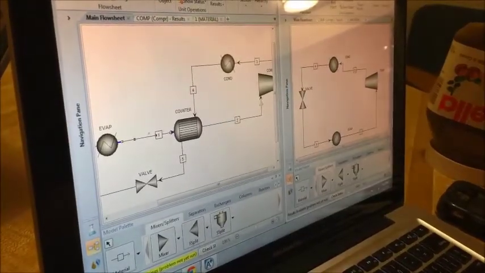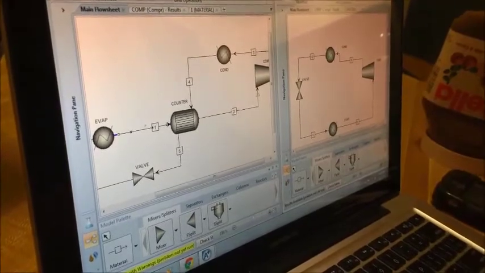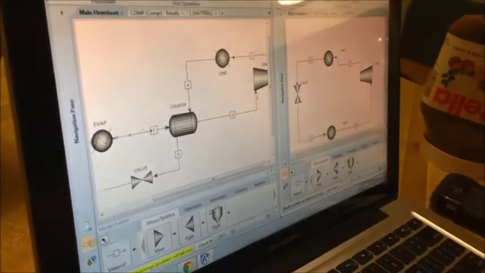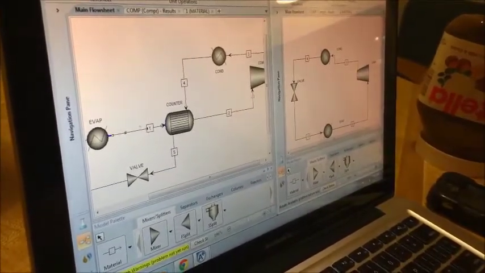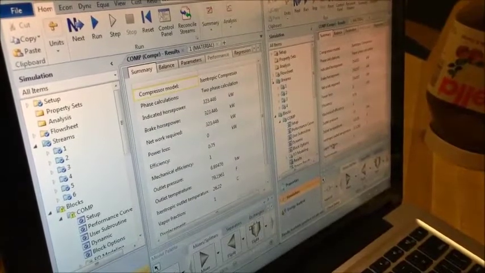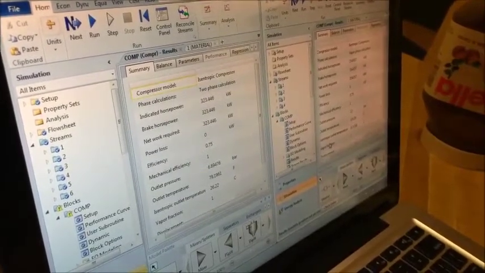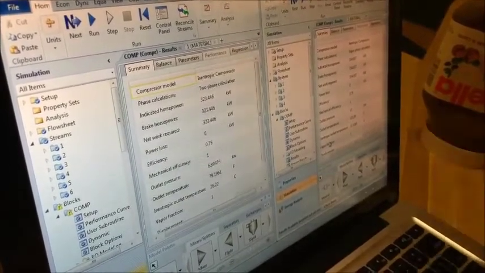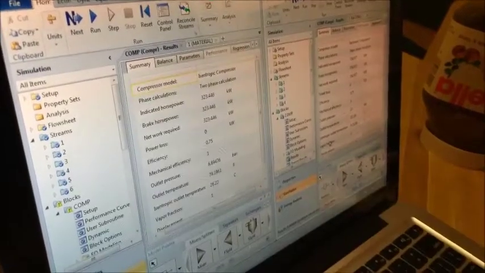So we've made our flow sheets here, this one being the cycle without the countercurrent heat exchanger and this one being the cycle with the countercurrent heat exchanger. And now we can run it and see the values that it gives us. So after plugging everything in and running it with UNIFAC as the equation of state, it gives us these results, with this one being without the heat exchanger and this one being with the heat exchanger.